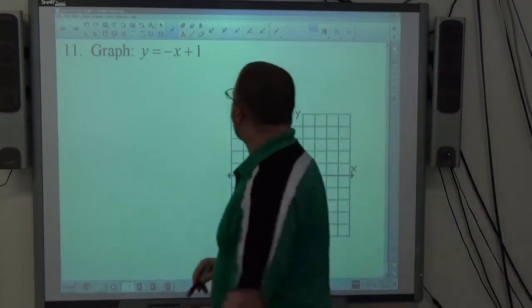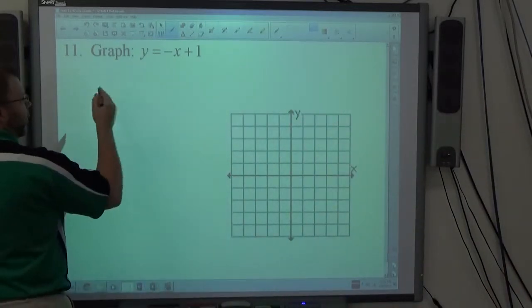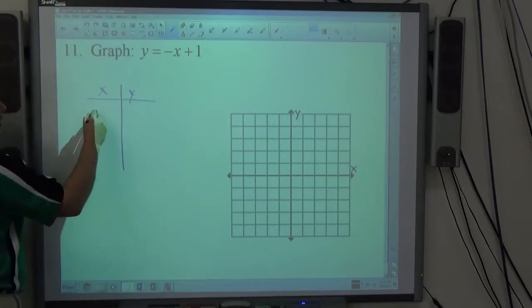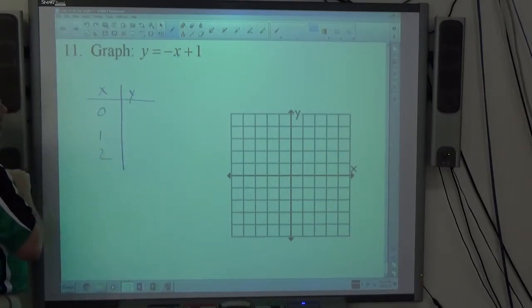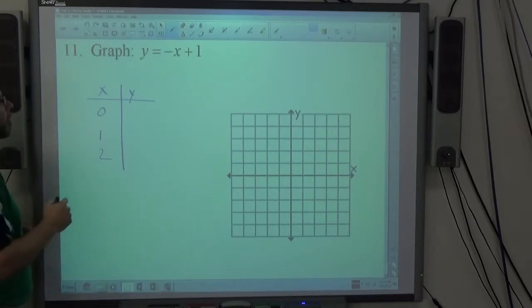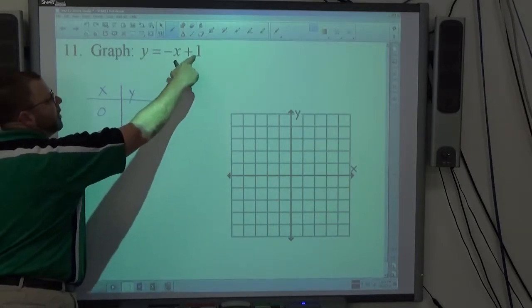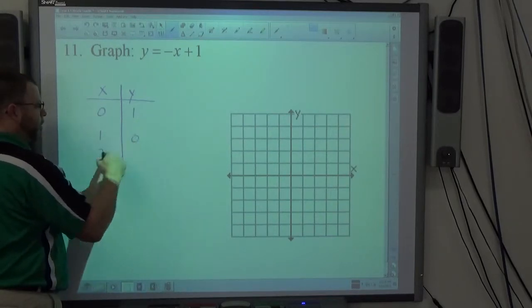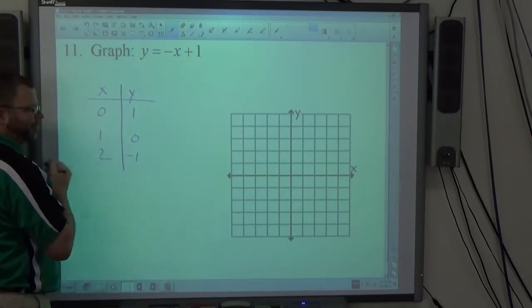Number 11, graph y equals negative x plus 1. It's already y equals form. The way we've been doing this so far is we just pick some x values. Anything you want to pick. There's no fraction, so anything you pick will be fine. If there were fractions, you might be a little more watchful that you pick multiples of the denominator. Change the sign of x, then add 1. Negative 0 plus 1 is 1. Negative 1 plus 1 is 0. Negative 2 plus 1 is negative 1.